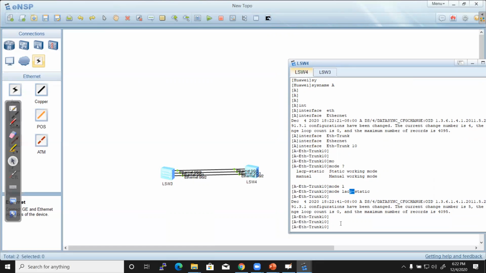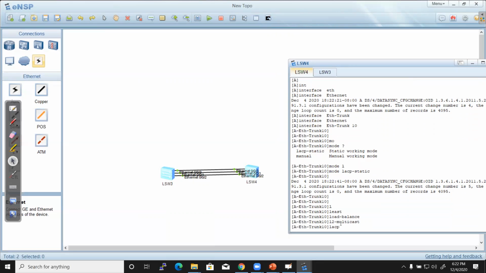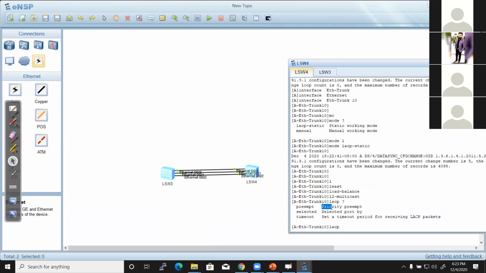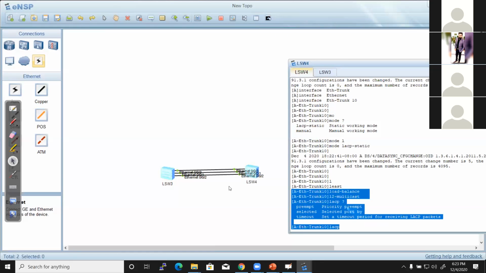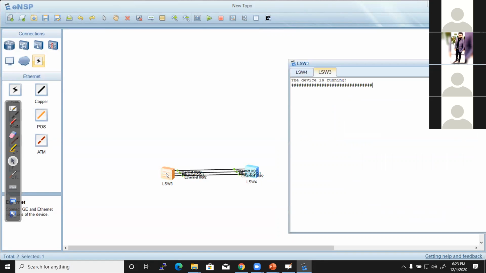So you change the mode to LACP, and then you can set the LACP priority. You can change the priority because you want the first interface and the second interface to act as active links, and the third one should act as the backup link. So you can set that as well.